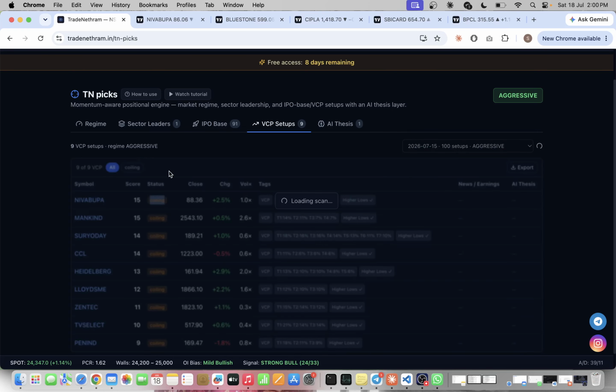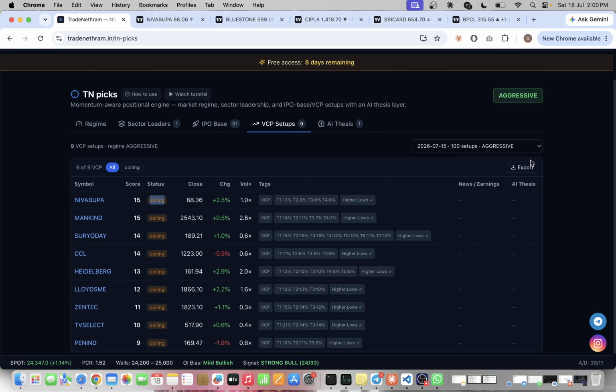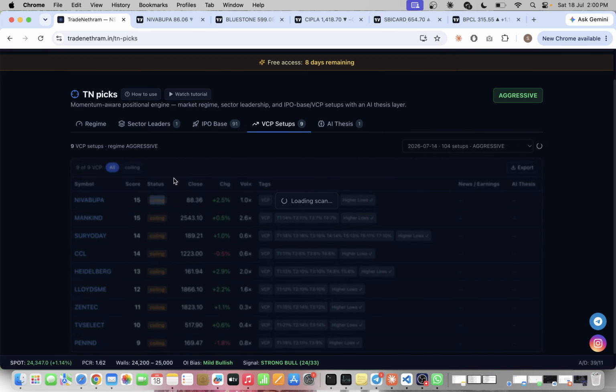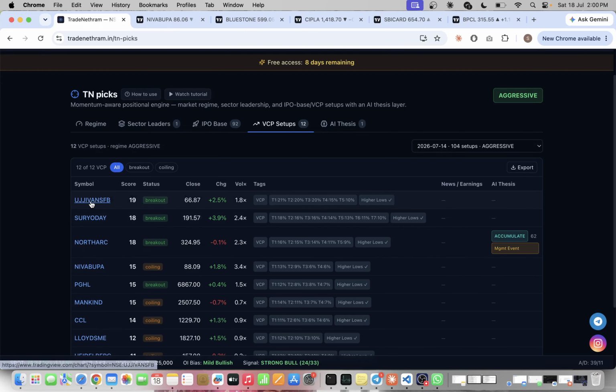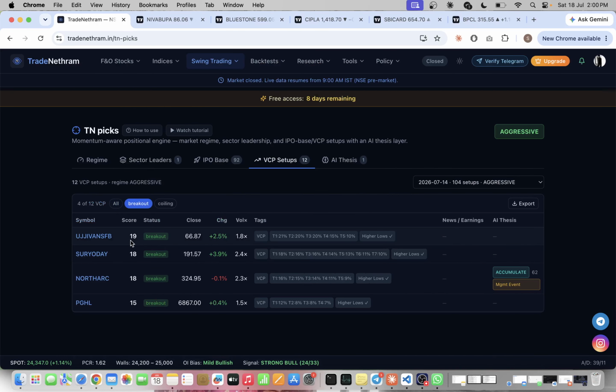No, nothing here. And even before that, do we find any? Yeah, here you can see. So when was this? On 14th of July this happened, and you can see there are 4 breakout stocks. And you can see that in the text section you can see all the information. VCP 21, the first thing is 21%, 2% or 4%.